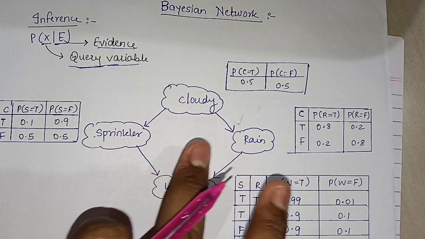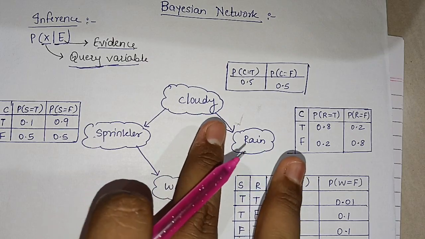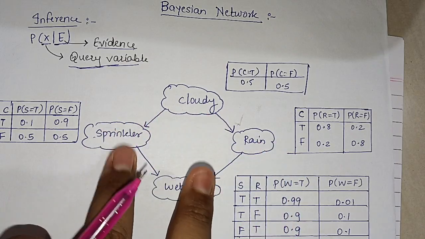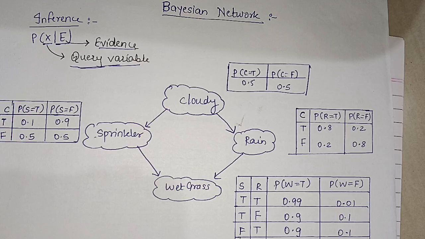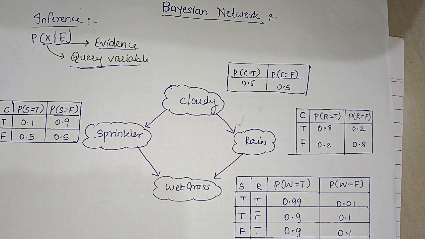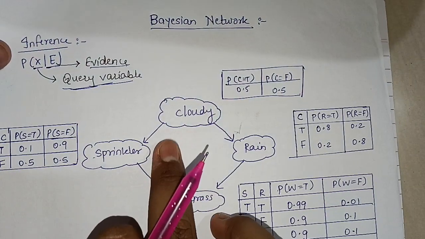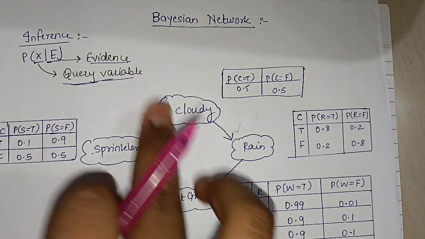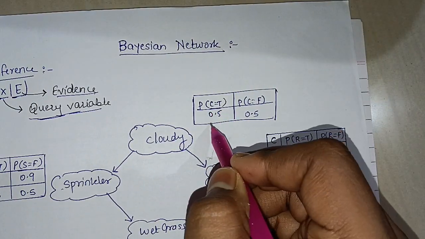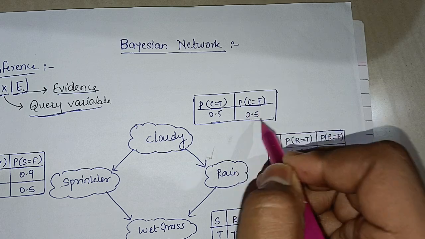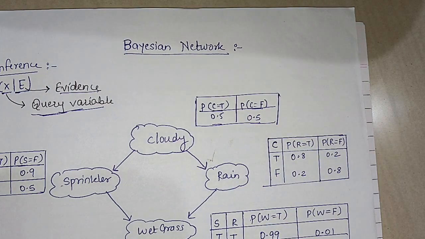So to solve this type of inference questions, first you have to find the total probabilities of each type, meaning the total probability of cloudy, total probabilities of sprinkler, total probabilities of rain, and total probabilities of wet grass. Today I will show you how to find the total probabilities. Now see, cloudy is not dependent on any previous thing, so its total probability is: cloudy is true 0.5 and cloudy is false 0.5.